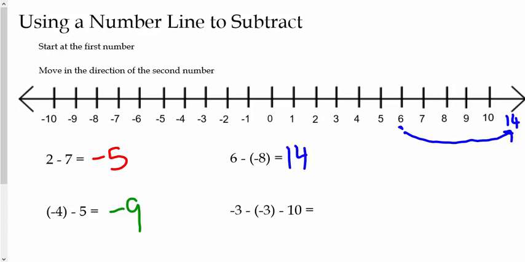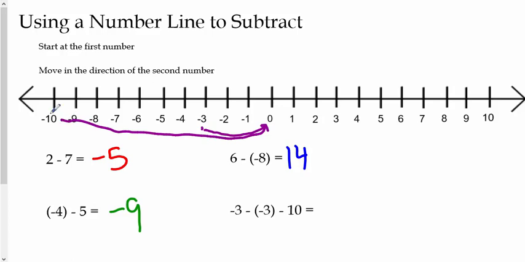And then the last example on this page, negative 3 minus 10. I'm going to start at negative 3, and I'm going to take away a negative 3. I'm taking away a negative, so I'm going to move to the right on the number line. If I take away negative 3, I'm going to be at 0. But then if I'm at 0 and I take away 10, I need to move left on the number line, and I end up at negative 10.